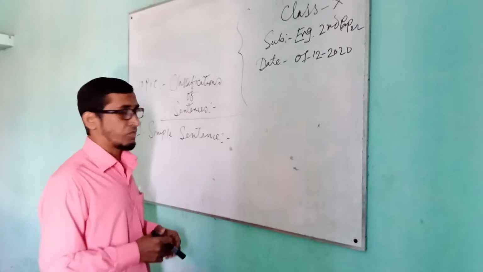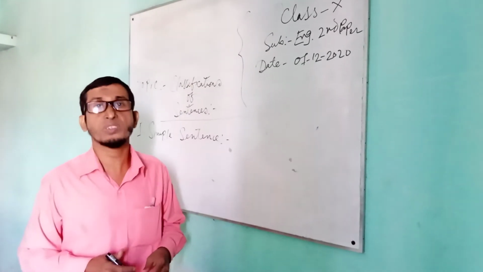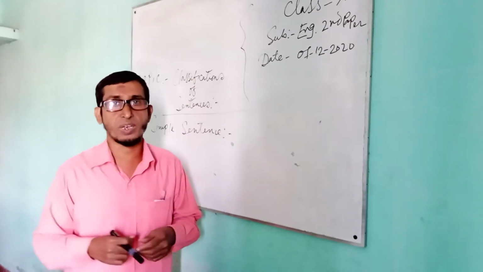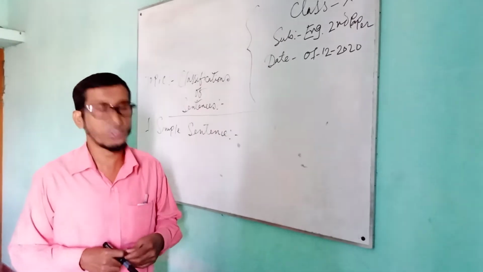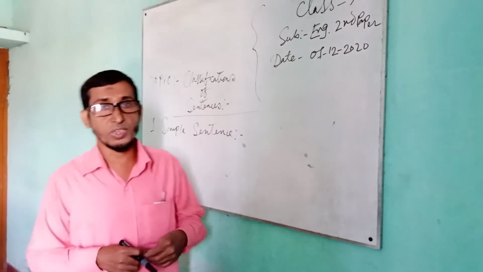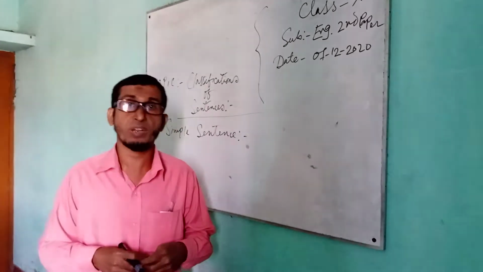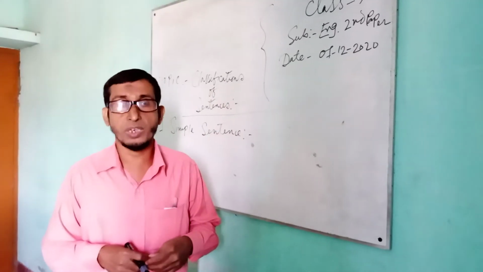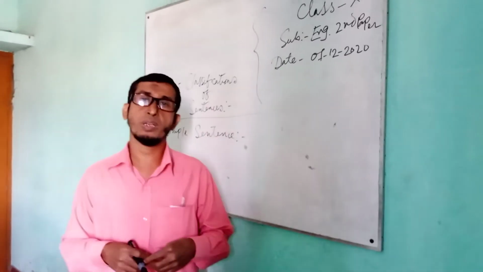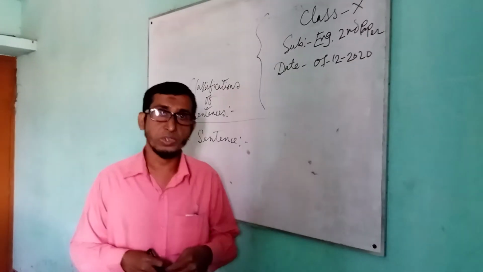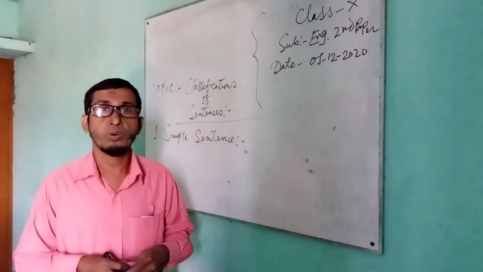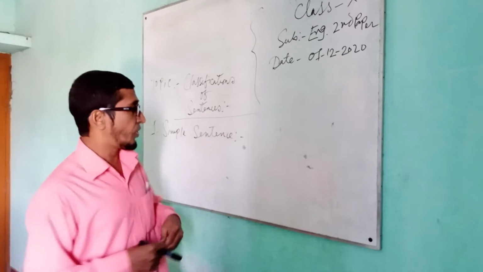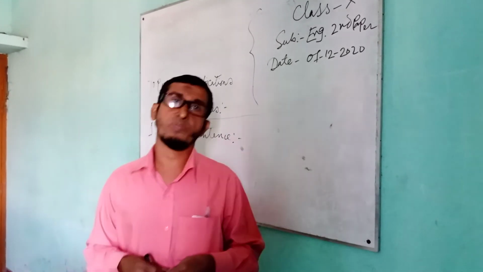Yes, the sentence which contains one subject and one finite verb is called a simple sentence. I am repeating, the sentence which contains one subject and one finite verb. The verb which is limited to its gender, person, number, aspect, mood and voice is called a finite verb. Okay, so a simple sentence contains only one subject and one finite verb.